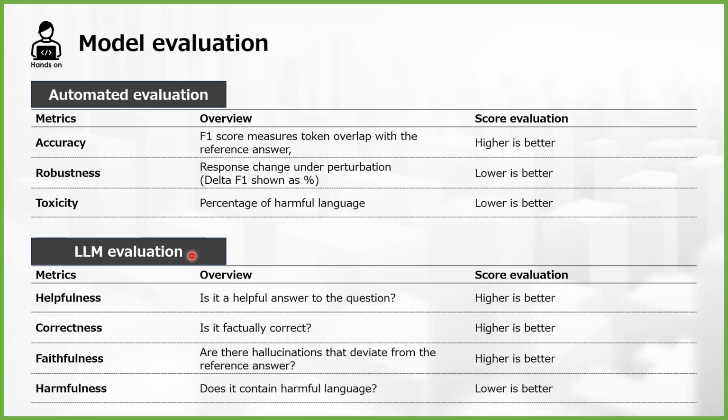And the LLM evaluation, on the other hand, can provide a more subjective and human-like evaluation. The helpfulness measures whether the answer is useful for the question, and the correctness measures whether the answer is factually correct, and the faithfulness measures whether the answer deviates from the evaluation data, in other words, whether there is any hallucination, and the harmfulness evaluates whether the answer contains harmful expressions. So now let's walk through this in the actual console.